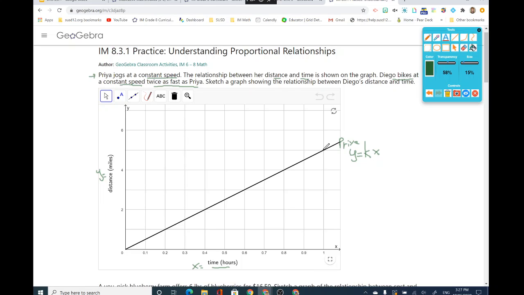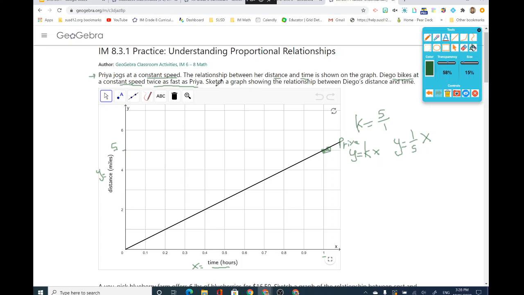Okay, so we already looked at the slope of this line, and we used this point right here. It means that Priya runs 5 miles for every 1 hour. For Priya, her k, her constant of proportionality, equals 5 miles for every 1 hour. Okay, so the equation of Priya's line equals y equals 1/5 times x. We might use that later, we might not.